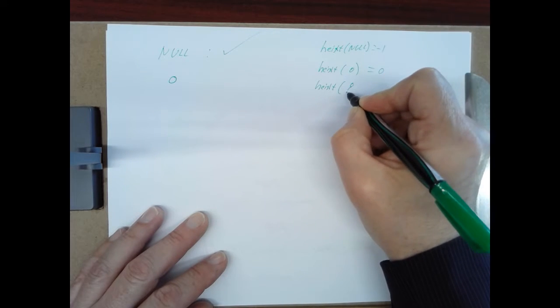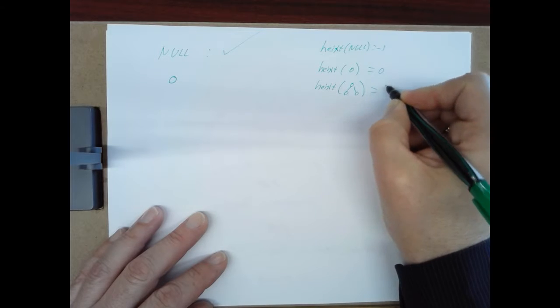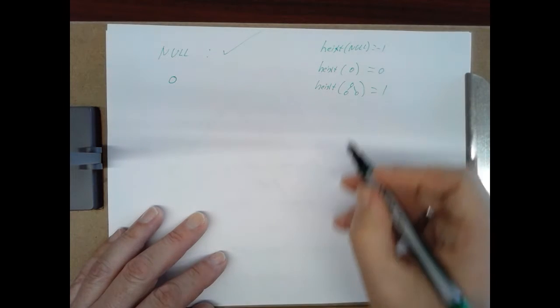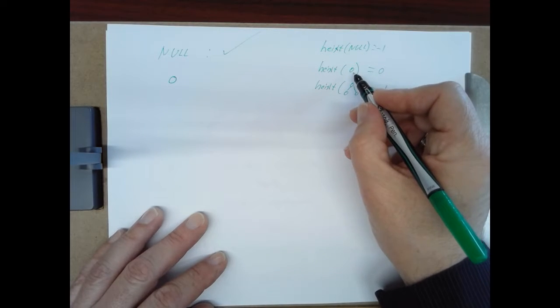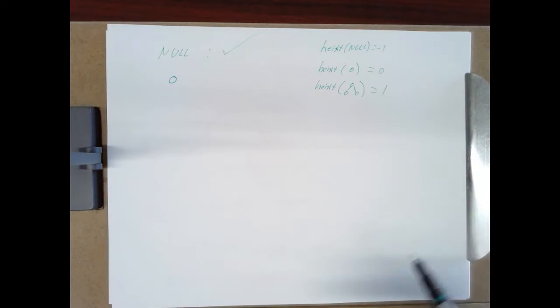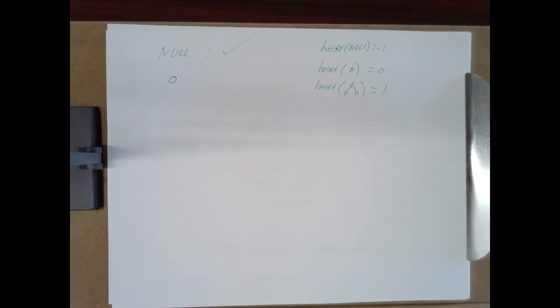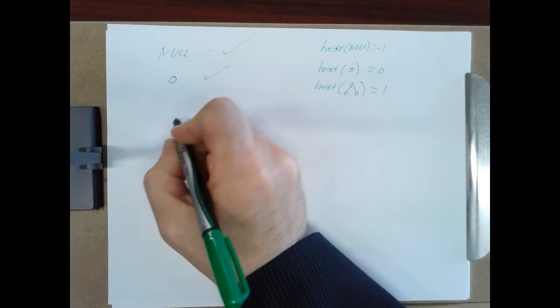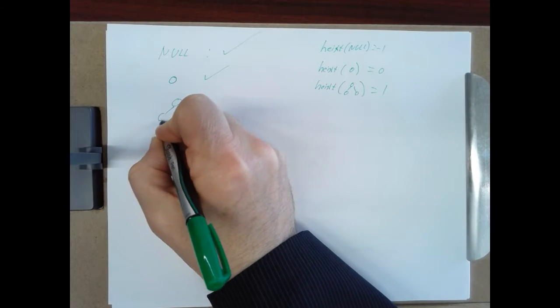And the height of something like that is 1. So it's the number of hops from the root to any node. So that's 0, and we define null to be -1, and that'll make our height function really easy. So this is definitely balanced. What about this?